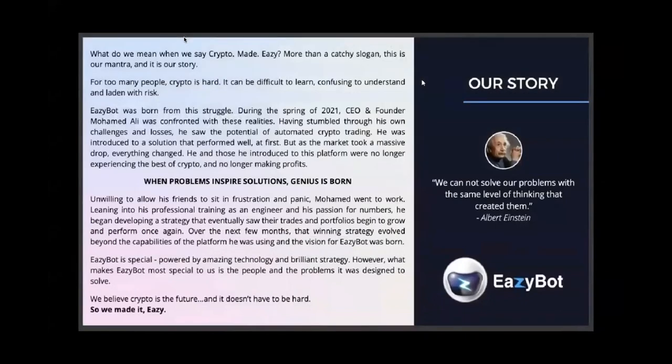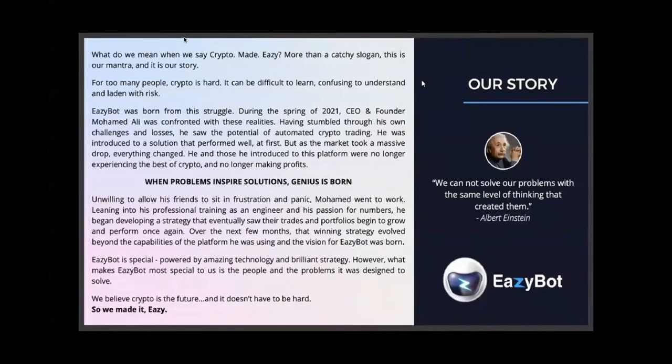So let's talk a little bit about EazyBot. I think it's important that you understand not just the product, but you also understand the company and the people behind the story. And we really do have a very interesting story. So let's start by asking the question, what do we mean when we say crypto made easy? It is more than just a catchy slogan. This is our mantra, and it is our story.